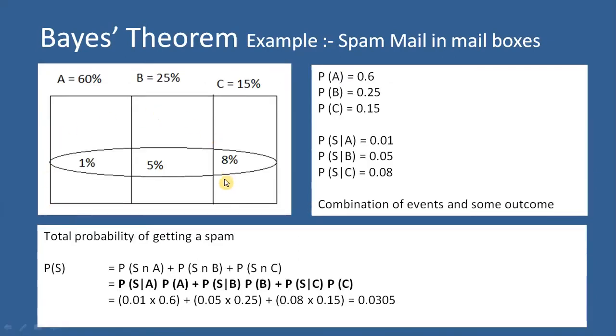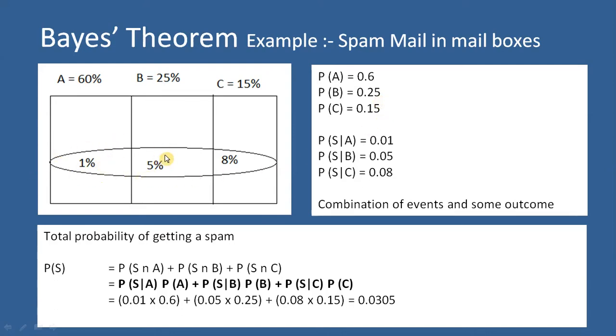This diagram represents the given data. A, B, C are three events. A is the event of mail coming to mailbox A, B is the event of mail coming to mailbox B, and C is the event of mail coming to mailbox C. So the probability of A is 0.6, given. So given that the probability of A is 0.6, the probability of B is 0.25, and the probability of C is 0.15.